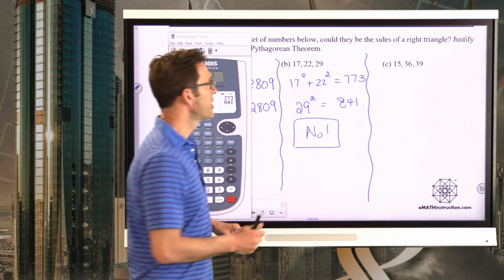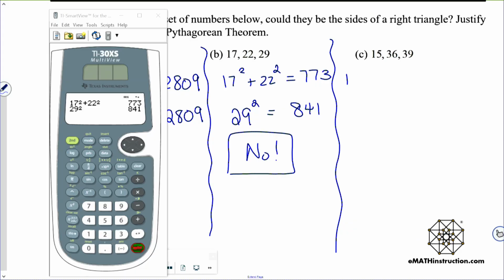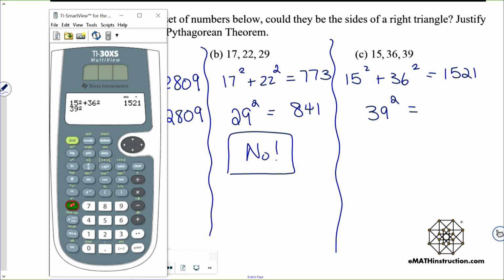Let's check it out in letter C. Let's take a look at 15 squared plus 36 squared. See what we get there. 15 squared plus 36 squared is 1,521. Now let's take a look at 39 squared and see what we get there.